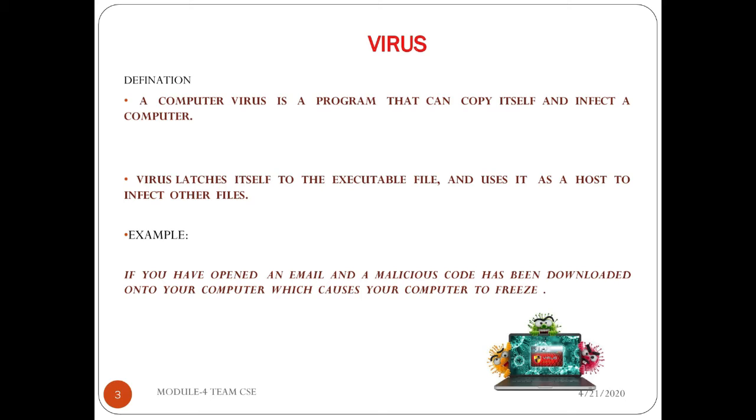Next slide. Virus definition. A computer virus is a program that can copy itself and infect a computer. Viruses latch themselves to an executable file and use it as a host to infect other files. Once a virus has infected a computer, it can replicate itself and cause damage to the computer system. An example is if you have opened an email and malicious code has been downloaded onto your computer, which causes the computer to freeze. Next slide.